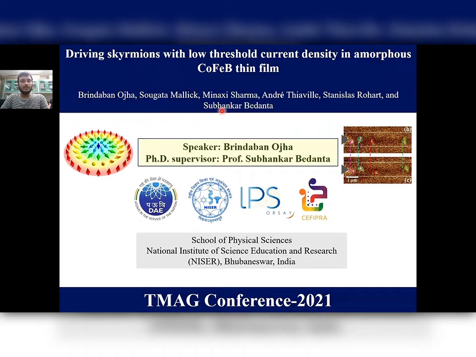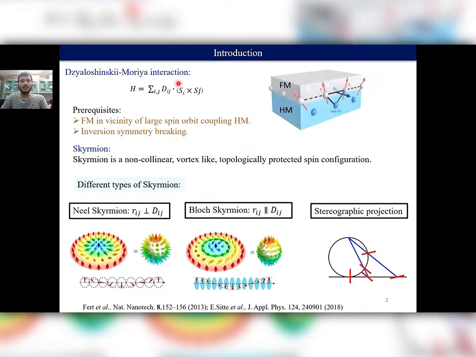The title of my talk is Driving Skyrmion with Low Threshold Current Density in Amorphous Cobalt Iron Boron Thin Films. First, I will give some introduction about my topic. First, I will tell about the Dzyaloshinskii-Moriya interaction.